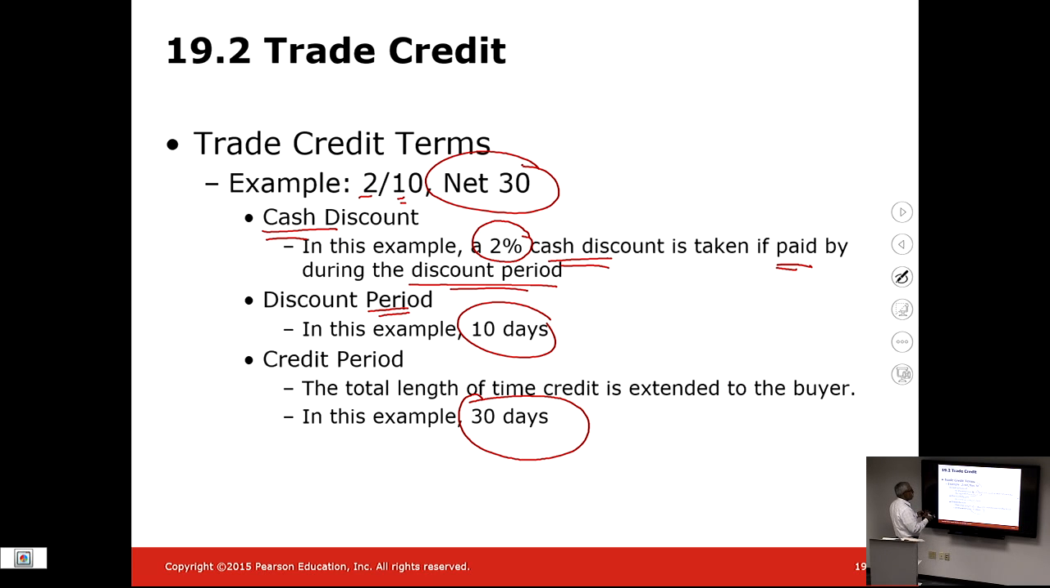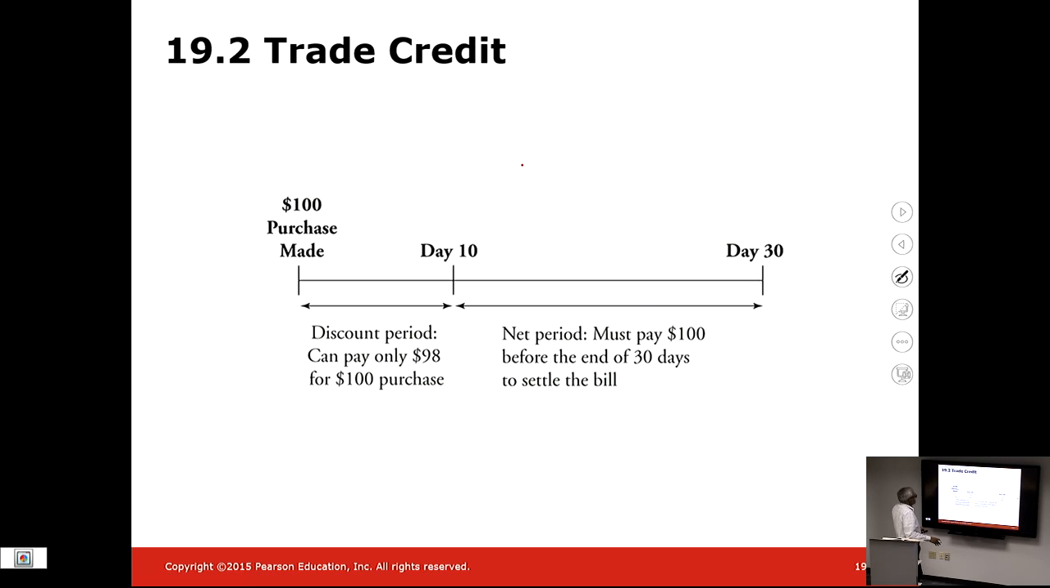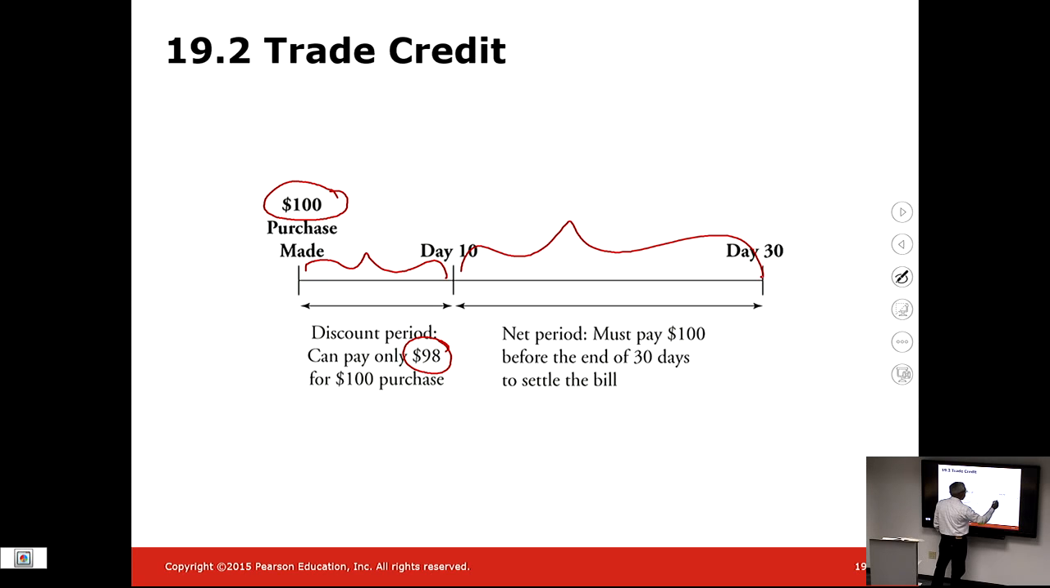And then if you don't pay up in 10 days or less, you have another additional 20 days, meaning a total of 30 days to pay up whatever you owe. So that means if you purchase something for $100 and you pay it within the first 10 days, you can get away with paying $98. That's the 2% discount. But if you pay any time after these 10 days, over the next 20 days, you still have to pay the full amount of $100.